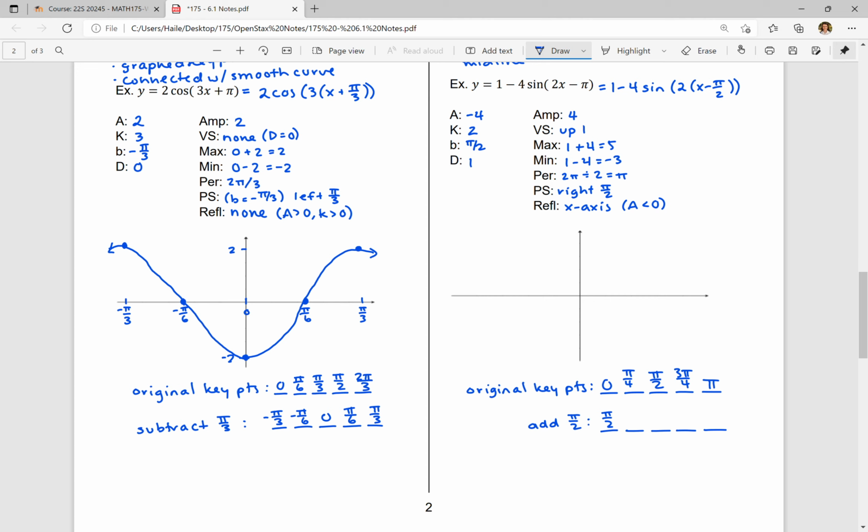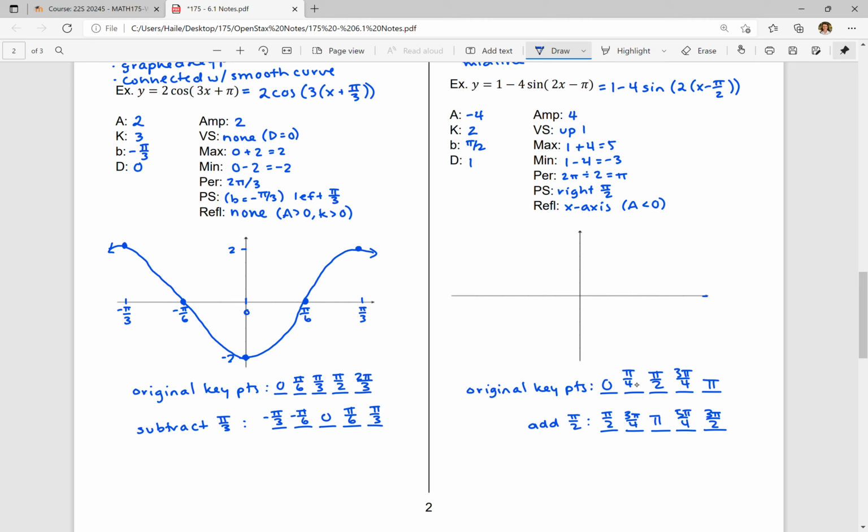If I add pi over 2 to pi over 4, I get 3 pi over 4. If I add pi over 2 to pi over 2, I get pi. If I add pi over 2 to 3 pi over 4, I get 5 pi over 4. And if I add pi over 2 to pi, I get 3 pi over 2. So this is how I'm going to label my x-axis.